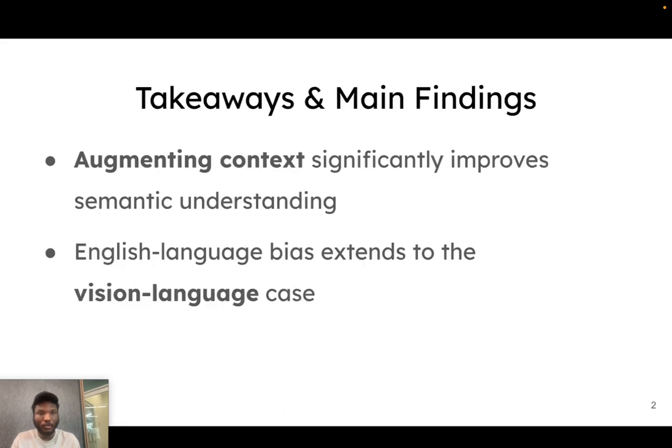So we're going to start with our takeaways and main findings. First, we find that augmenting context significantly improves semantic understanding. The second thing we find is that the English language bias that is well known in the broader field of NLP also extends to the vision language case.